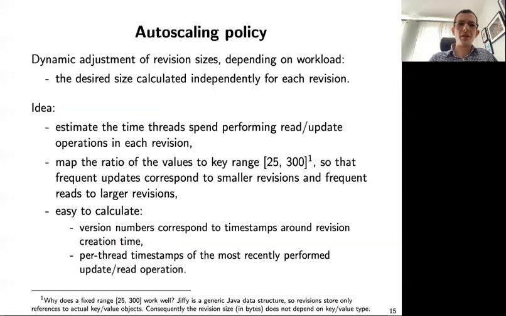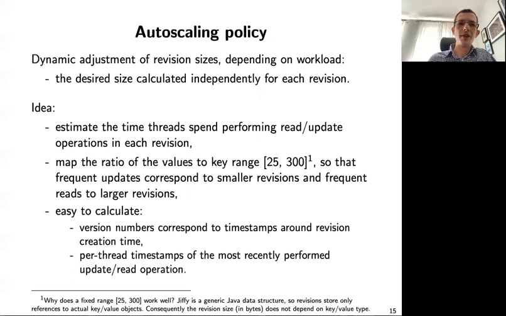As I mentioned earlier, Jiffy dynamically adapts this structure to changing workloads by altering the sizes of revisions. To this end, we compute the desired sizes of all revisions independently. We do so by estimating the time threads spent performing read and update operations in each revision. We then map the ratio of these values to a range of 25 to 300, so that frequent updates correspond to smaller revisions and frequent reads to larger ones. Again, we extensively rely on timestamps that can be obtained very cheaply.